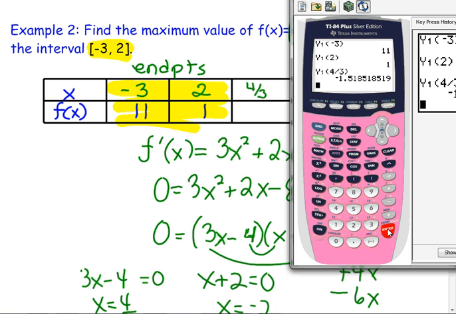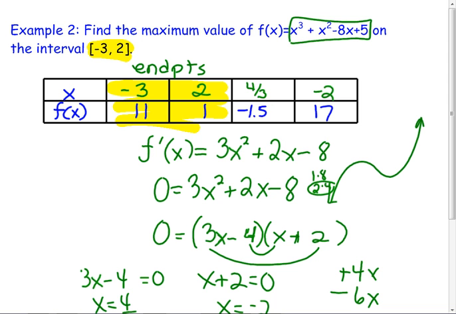Negative 1.5. How many decimal places do I need? 3. So it's negative 1.518. We don't care if you round or not. I just throw out the terms. You're used to rounding, but both answers will get you credit. Okay.